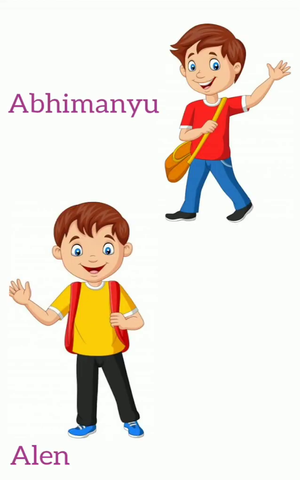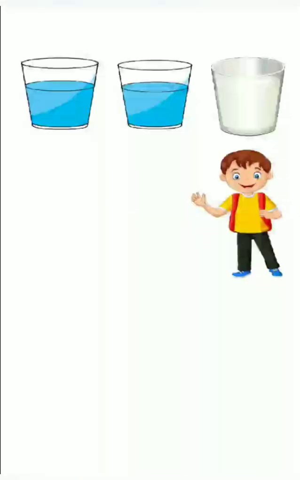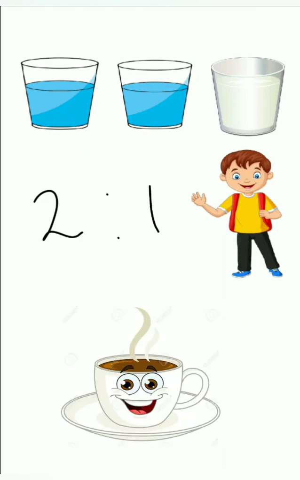Alan and Abhimanyu are here to help me take the class. One day, Alan learned to make a cup of tea with the help of his mother. For making the tea, he took 2 glasses of water to 1 cup of milk. That means he took water and milk in the ratio 2:1. And he made a very tasty tea.